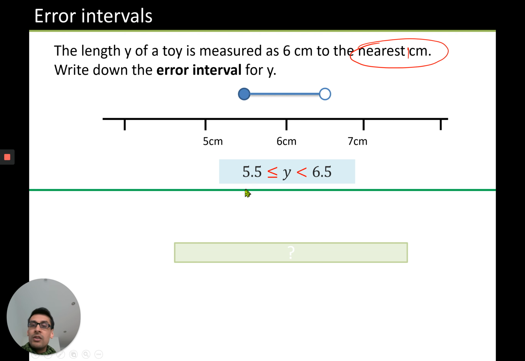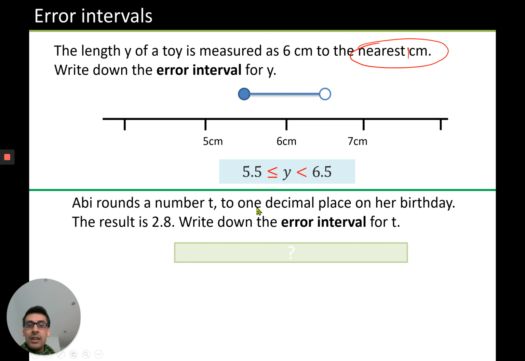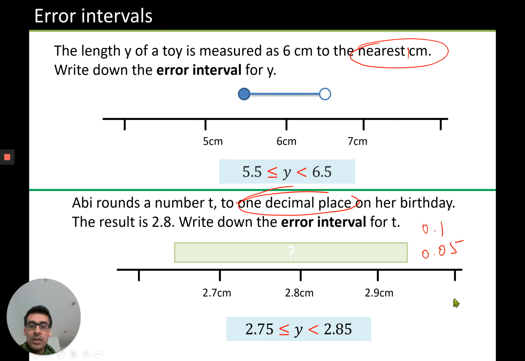Question 2. Abby rounds a number to 1 decimal place on her birthday, which is today. The result is 2.8. Write down the error interval for t. Well, again, she's rounding to 1 decimal place. Now, if you think of the place value grid, 1 decimal place is essentially 0.1. Half of that is 0.05. So you add or subtract 0.05 and you get your answer, which is 2.75 and 2.85. And there's the inequality on the number line.